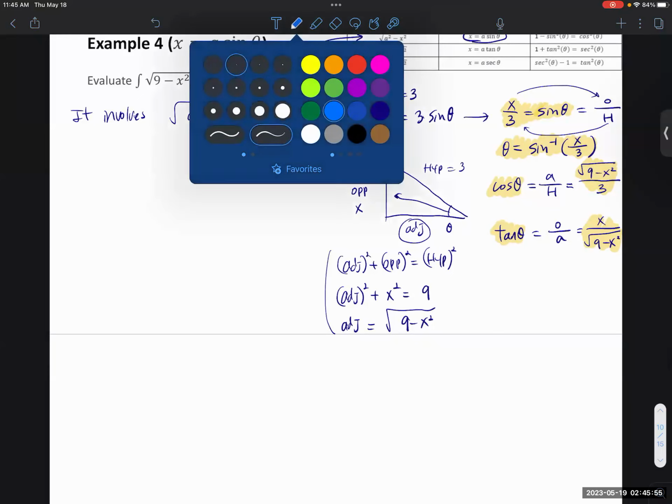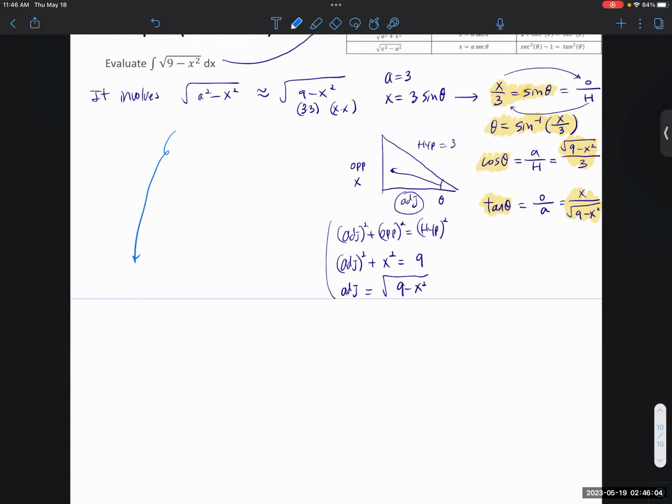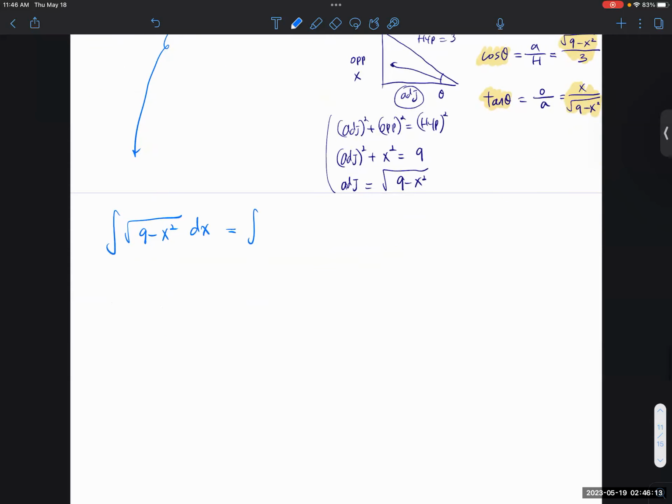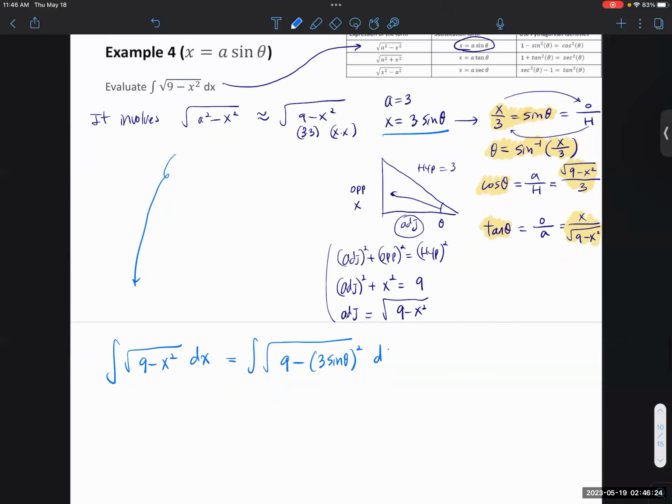Now we're going to do the real problem. Okay, so let's take the integral. Let's go. So we have the question. I'm going to go down. So we have the integral of radical 9 minus x squared dx. So we're going to convert it in terms of theta. So it is going to be radical 9 minus x squared is now 3 times the sine theta squared, and dx we already know. So we didn't find out the dx. So I'm going to find out the dx.